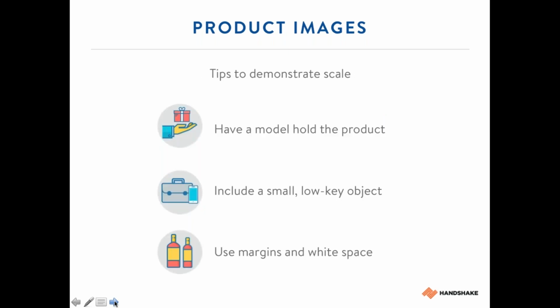So a few quick tips on demonstrating scale. As we saw on the last slide, the most traditional route to show scale is having a model hold the product. You can also position the product next to a small everyday object in the image, and it's ideal to give context by picking something that's somewhat associated. For example, if you're selling a purse, you can set it next to a cell phone or a set of keys, just to make that make sense.